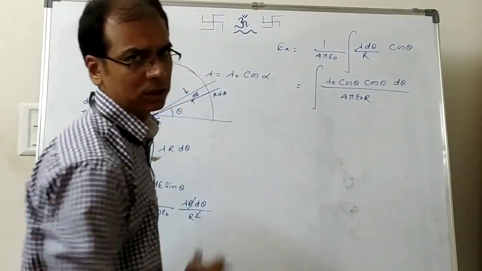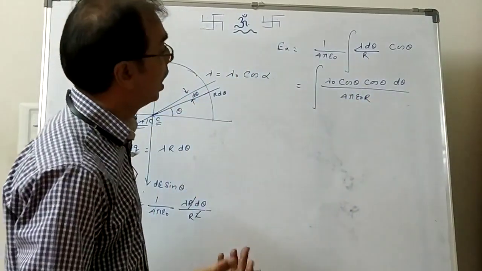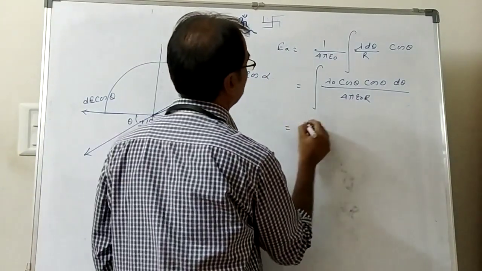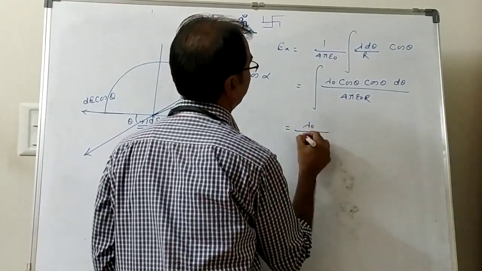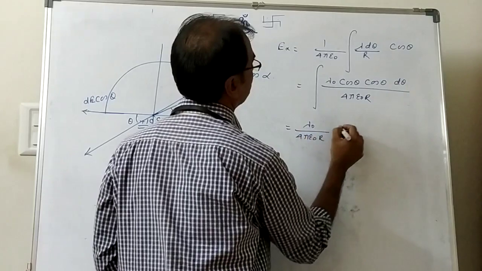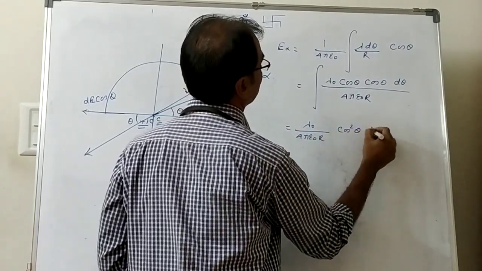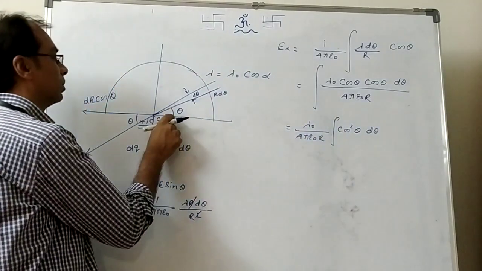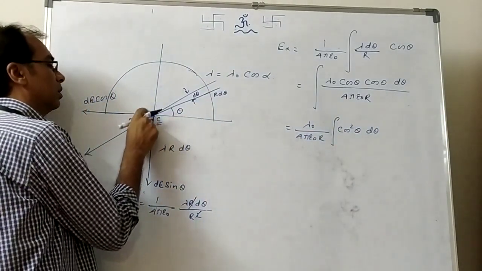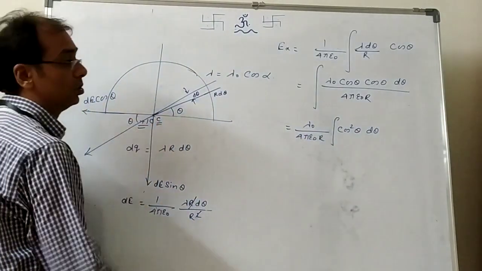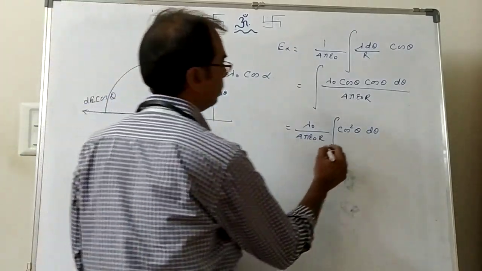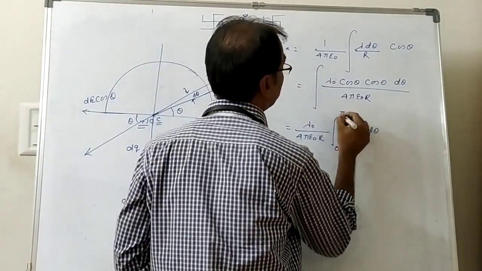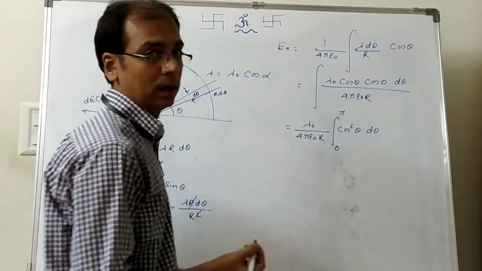So take out whatever is constant. Lambda is constant, r is constant. So lambda naught by 4 pi epsilon naught r cos square theta d theta. Now comes the question, what is the limit? Limit is from theta can change from here to here. That means 0 to pi. Question is how to integrate cos square theta now.